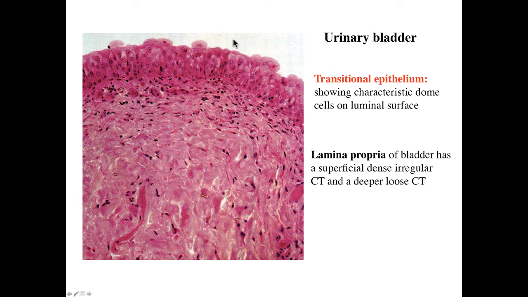So this would be the luminal surface. This is where the urine would be coming in contact with this epithelium. We can also define a lamina propria. The lamina propria of the bladder has a superficial dense, irregular connective tissue and a deeper, loose connective tissue. So this area is more dense, this area is less dense.